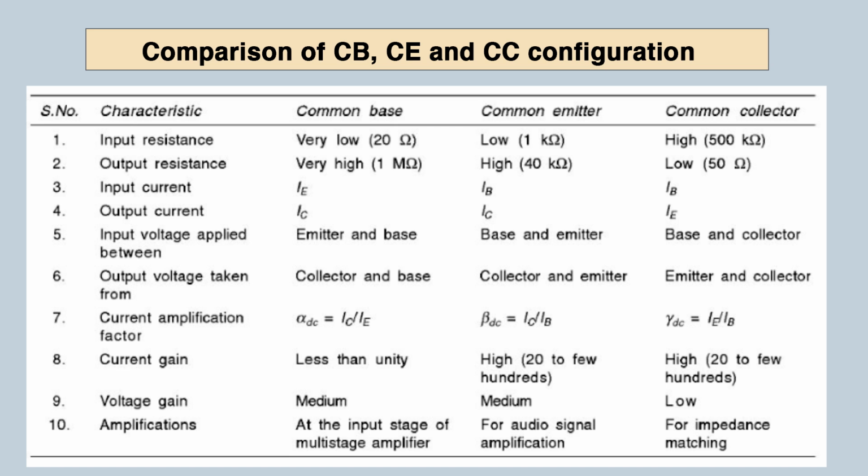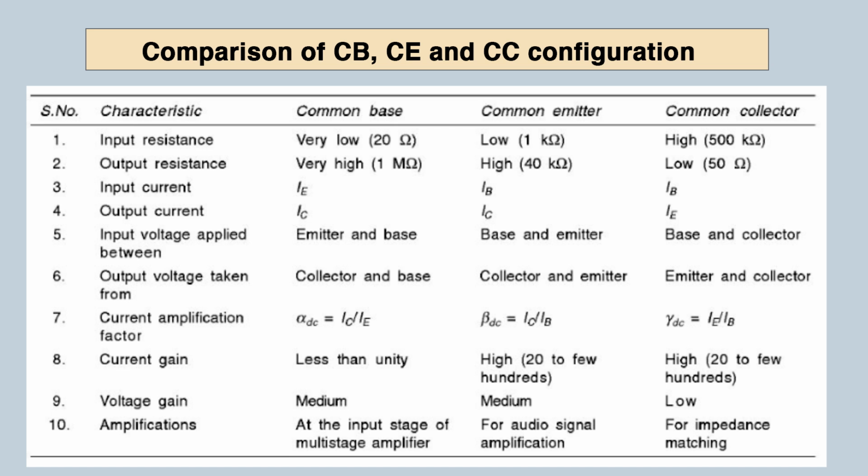The output current is taken at various terminals. For common base configuration, it is taken from the collector terminal. For the common emitter configuration, again it is taken from the collector terminal, that is IC, and the output current for common collector configuration is taken from the emitter terminal, IE. So for common base and common emitter it is IC, and for common collector it is IE.